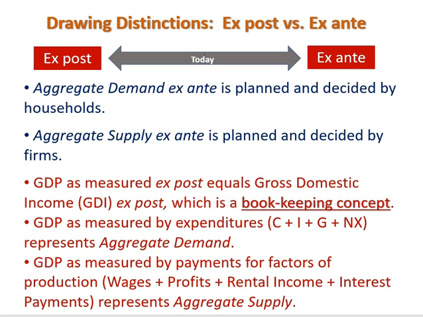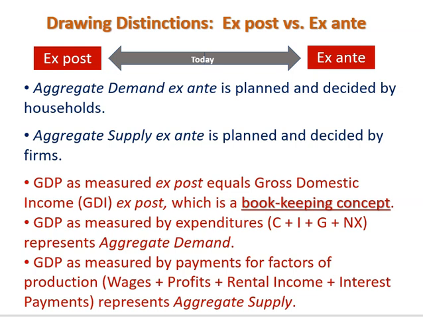Let's drive home this distinction between ex post and ex ante. Ex ante aggregate demand is planned and decided by all final demand users. Ex ante aggregate supply is planned and decided by all producers. Ex post GDP equals ex post gross domestic income, which is a bookkeeping concept. Real GDP measures expenditures. That is, consumption, investment, government spending, and net exports, and represents aggregate demand.